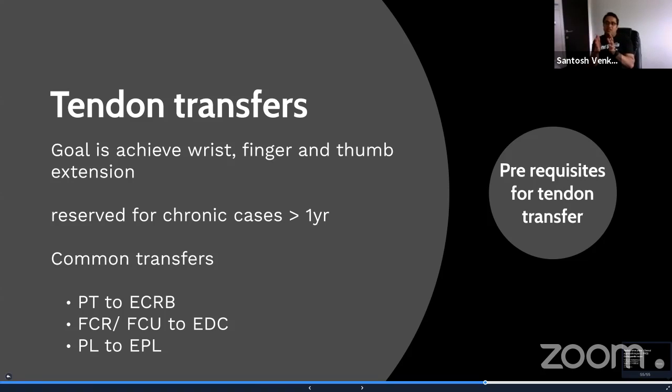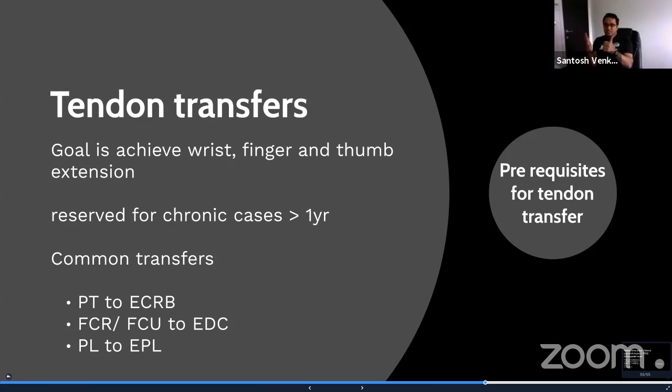And beyond this period, if there is no sign of recovery or the patient is starting to lose function because of it, you may need to think about tendon transfers. Again, the rules for tendon transfer are, you need to know what your potential donors are. So you need to have the other nerves that are intact.